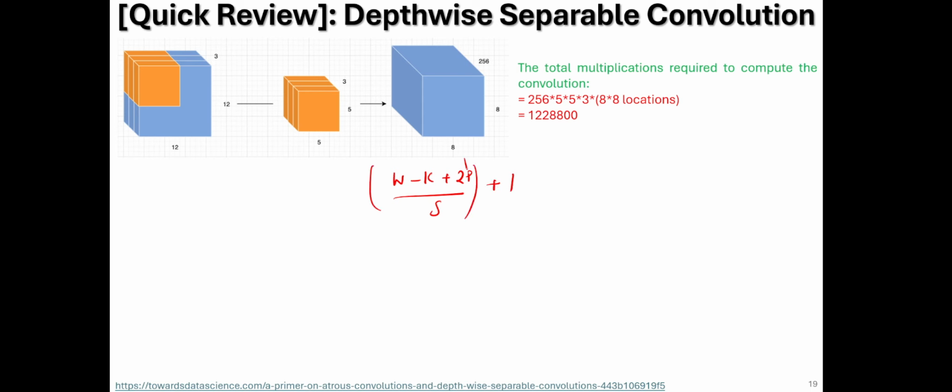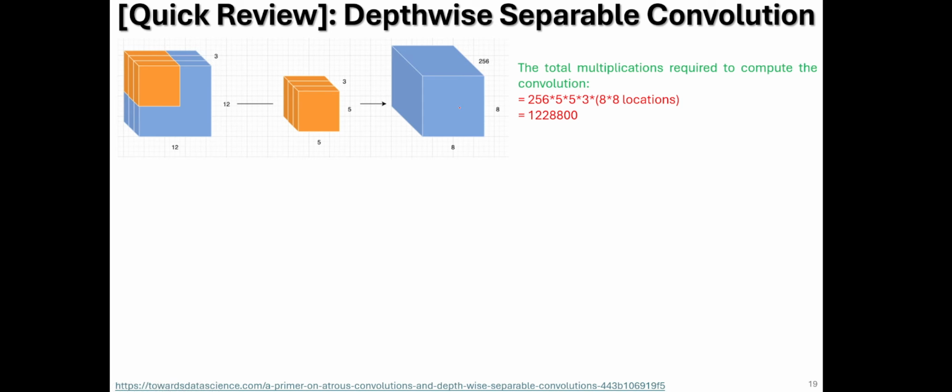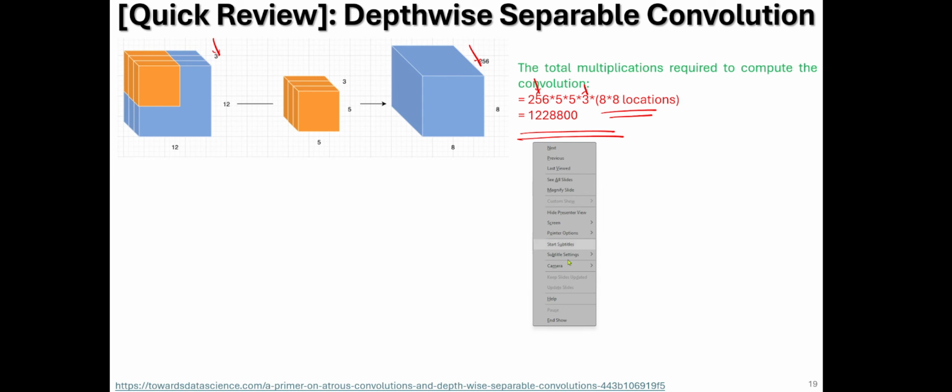So this is the operation. You put p equal to 0, s equal to 1, k equal to 5, and w equal to 12, and you get 8 cross 8, right? So that's where you get the number of output pixels. Now the operation here is you need to do it for all the output pixels, and you have 256 output channels, 3 input channels, and a 5 cross 5 kernel. So the 5 cross 5 kernel has to go around all the 8 cross 8 locations, and it has to do this 256 times to create the 256 channels, and of course across the 3 input channels. So this is the total number of multiplications expected.